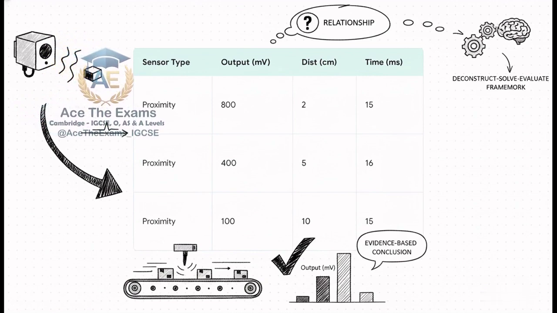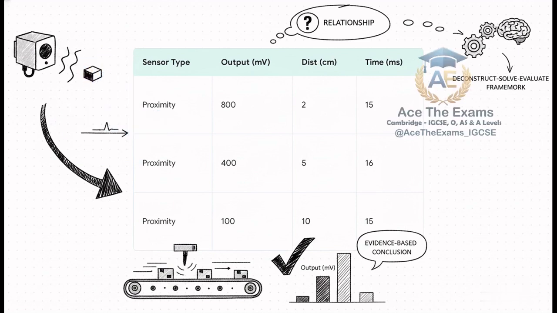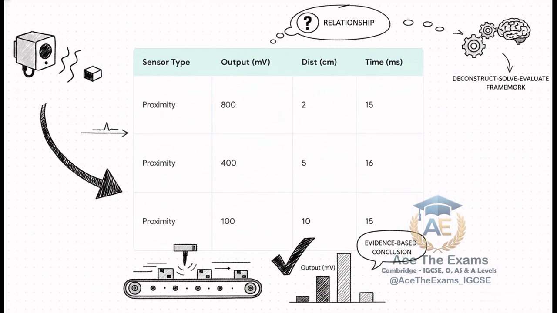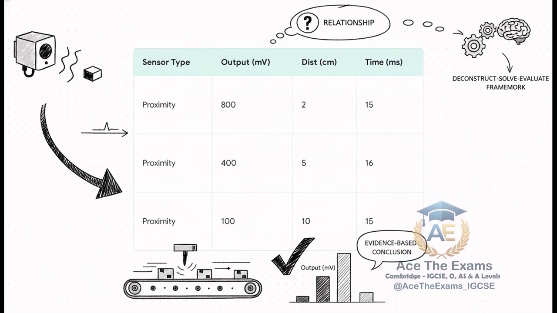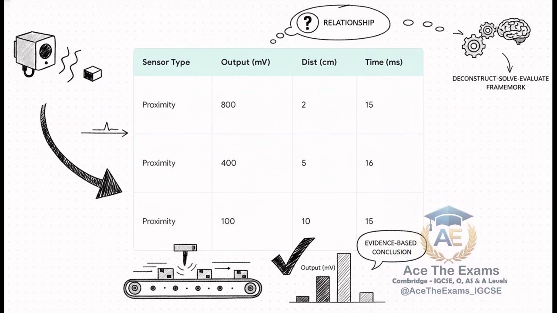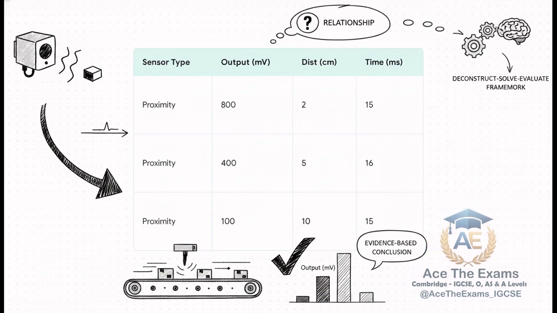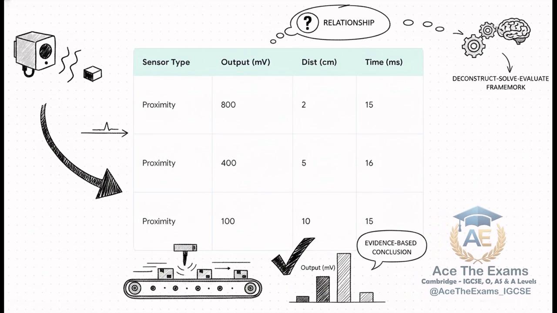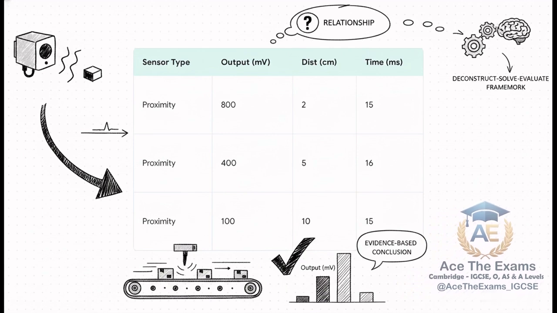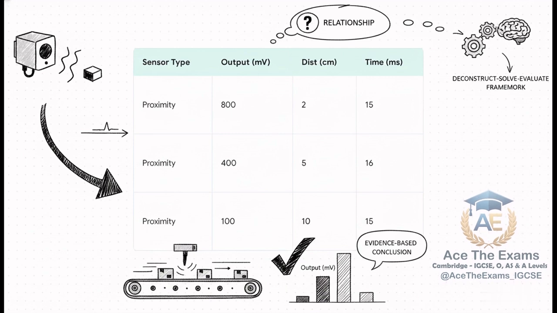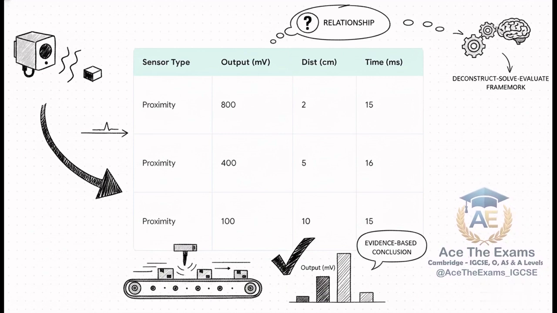Applying your deconstruct, solve, evaluate framework, I don't want you to just read the raw numbers. I want you to actively look for the relationship between them. Notice how, specifically for the proximity sensor, as the distance increases, the output voltage drops off exponentially, yet the response time stays relatively static. This is exactly the kind of analysis they want. If an exam question asks you to justify which sensor to use for a high-speed, close-range sorting conveyor belt, you must extract this exact piece of evidence.